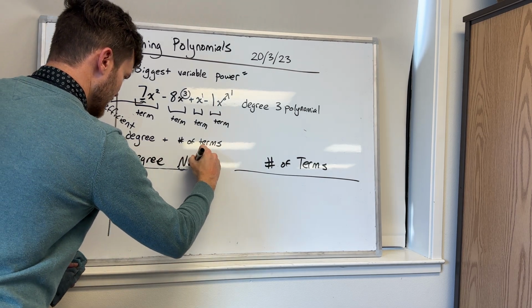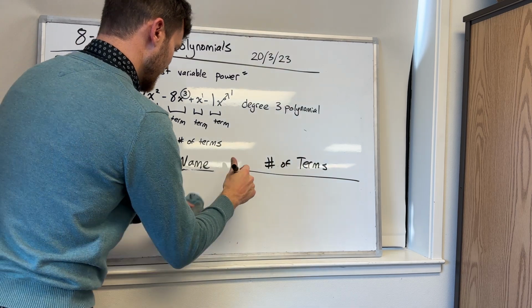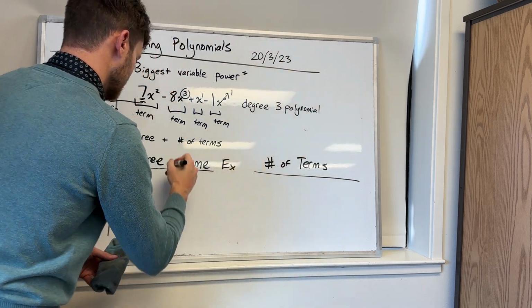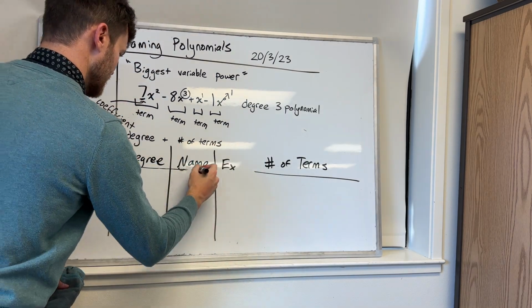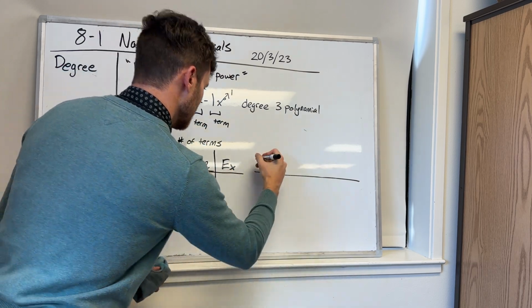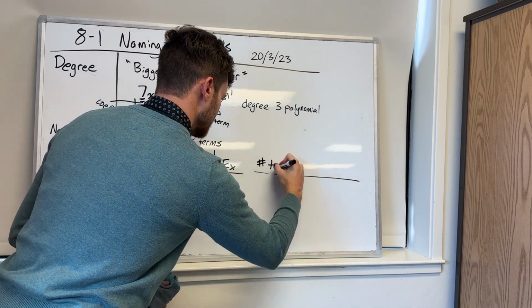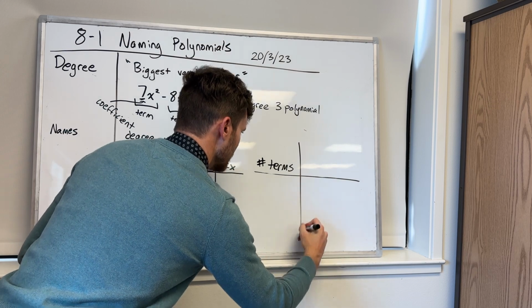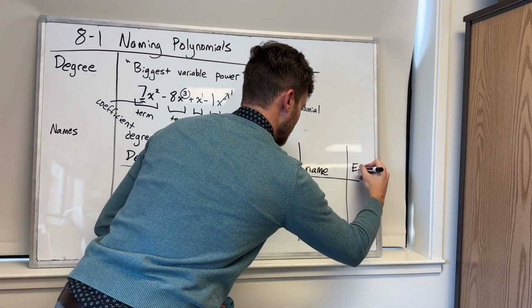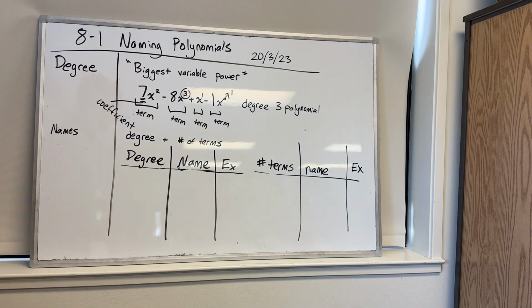Degree, name, and I think we have enough room where I can even put an example. So there's going to be 3 columns there. And then this one is going to be number of terms, the name, and then an example. I'll let you guys get that set up. My bad, I should have thought about that earlier.